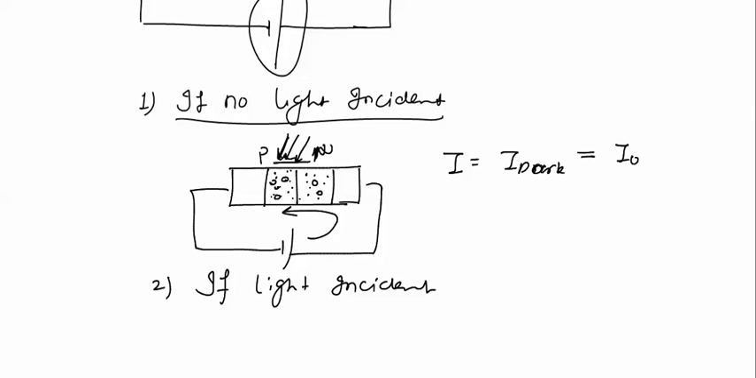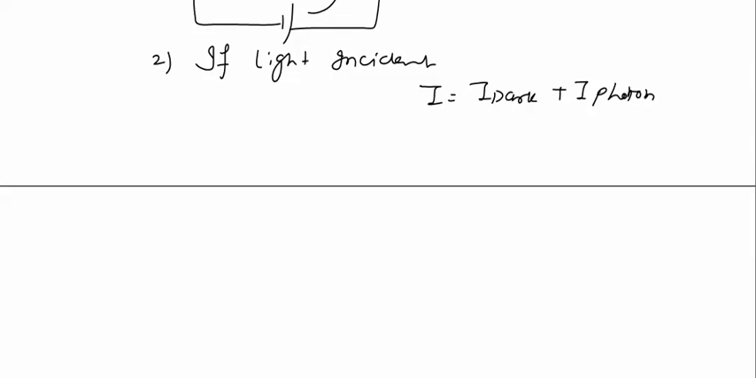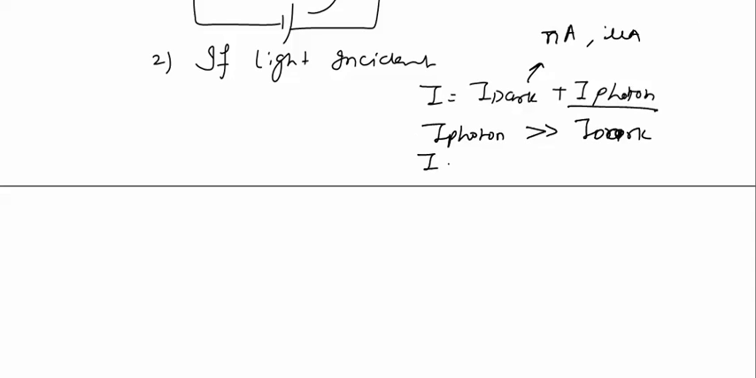If charge carriers are generated in this depletion layer, we can say that now this diode will start conducting and the current I will be equal to I dark plus I photon. Photon current will be the current due to light incident on it. So now I can say that I photon, which is current due to light, is sufficiently large as compared to this dark current, because it will be in nanoamperes for silicon and in microamperes for germanium. So I is nearly equal to I photon. So when light is incident on this diode, it will conduct.